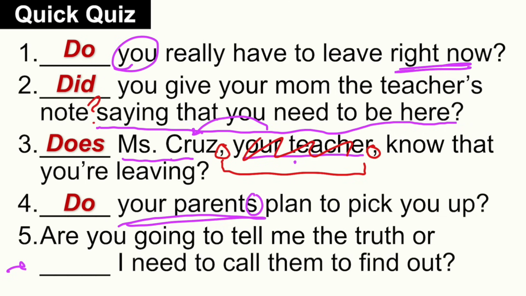So, ang sinasabi ko doon sa bata is, aaminin mo ba sa akin na maglalakwatsa ka lang o tatawagan mo yung parents mo para malaman ko kung nagsasabi ka ng totoo? So, ang tanong dito, ibig sabihin hindi pa siya tumatawag, hindi pa tapos yung action. So, it's either do or does. Now, sino ba yung tatawag? Ang tatawag ay I, so ang subject mo is I. So, the answer would be do. Do I need to call them to find out? So, ang answer sa atin ay do, did, does, do, and do.